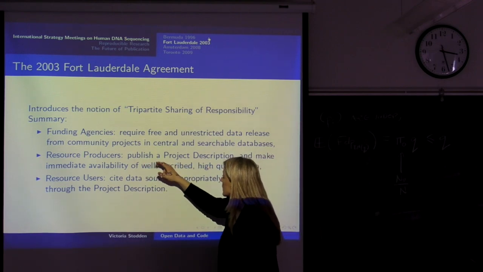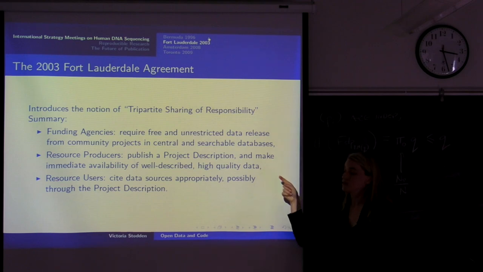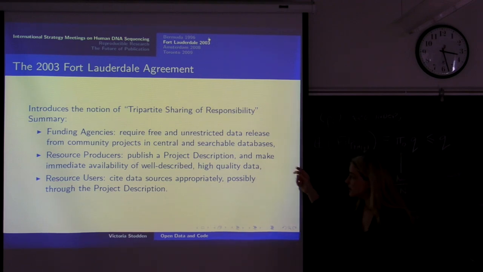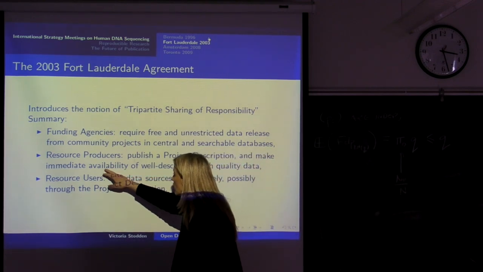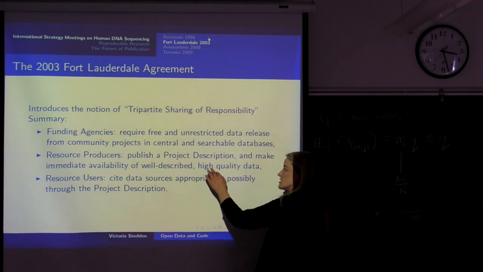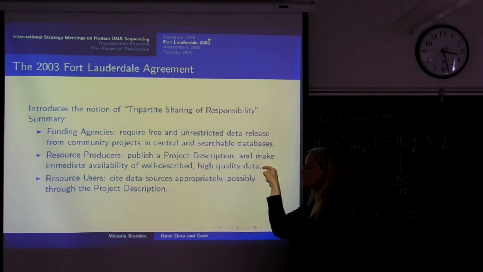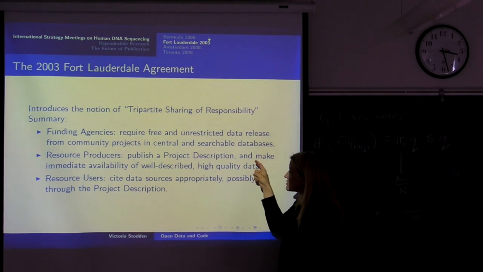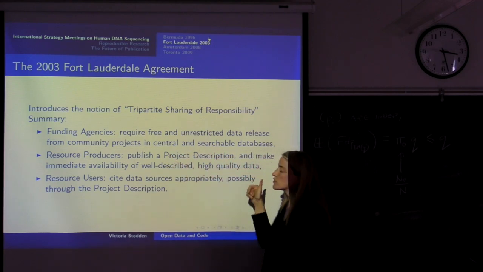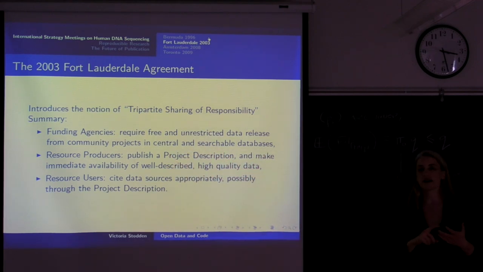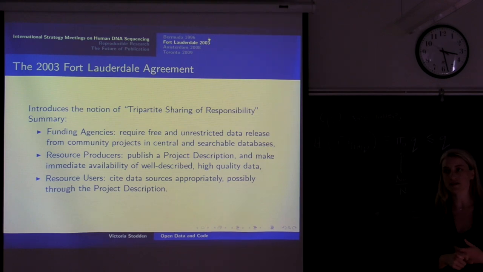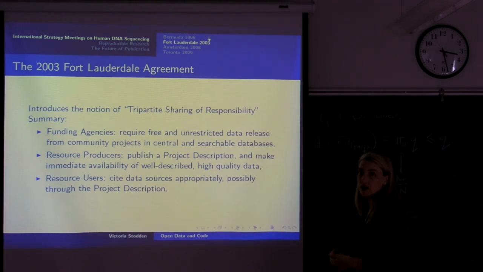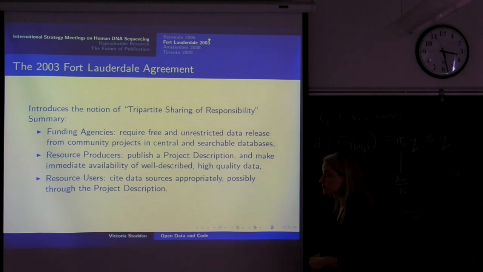People who are creating the data now have to publish what's called a project description and make their data immediately available, and it has to be well described and high quality. Again, we're starting to think about downstream users, much more sophisticated than the original Bermuda. This project description gives documentation, metadata, and information about the data so people can use it, and also gives something you can cite, so you can give credit to these people.